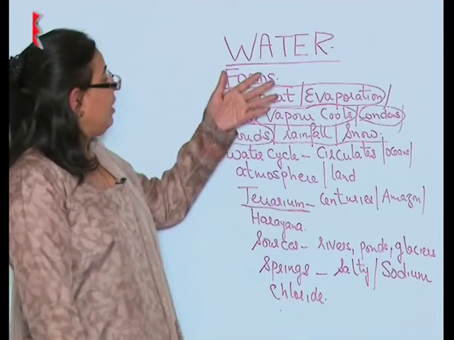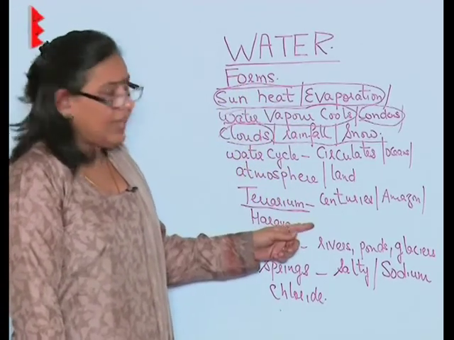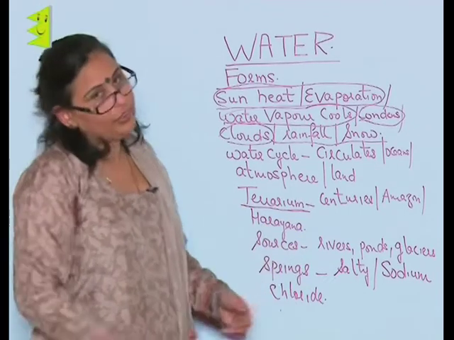So these were the forms of water, the water cycle, the earth as a terrarium and the sources of water.